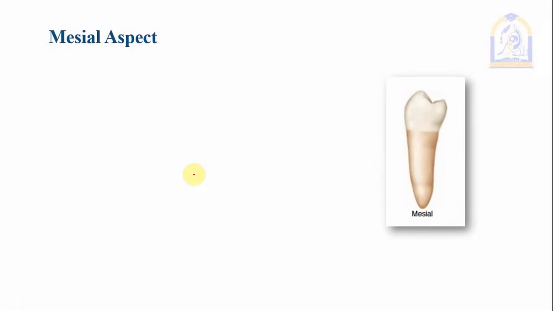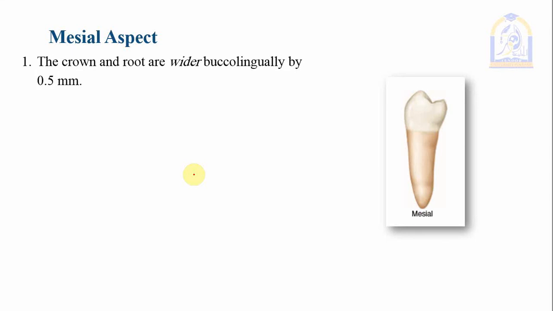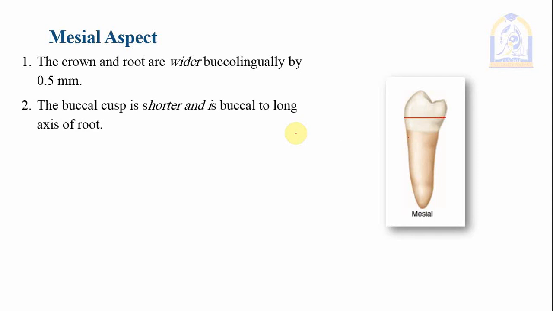Now moving to the mesial aspect, the following features can be noticed. First, the crown is wider buccolingually by 0.5 millimeter. So the difference in buccolingual dimension is 0.5 millimeter between the first and second premolars. Usually the buccal cusp is shorter and it's located buccal to the long axis of the tooth. In the mandibular first, it was located at the center of the tooth. Here it will be located buccal to the long axis of the tooth.